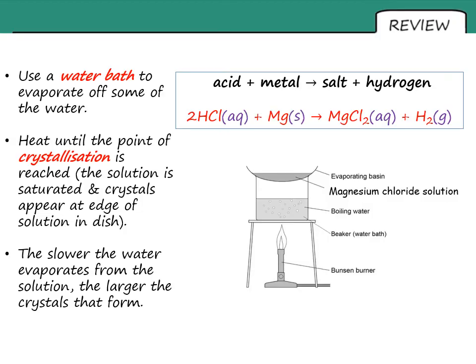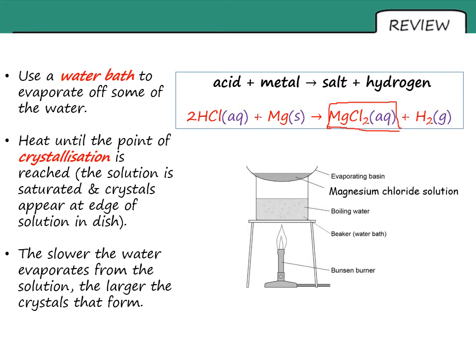So when the reaction has finished, what we are left with is a solution of our salt, magnesium chloride. The hydrogen was a gas, so it escaped. Now remember, this is an aqueous solution, so it contains water, and we want a pure dry sample of this salt. So you can heat it to evaporate off some of the water.